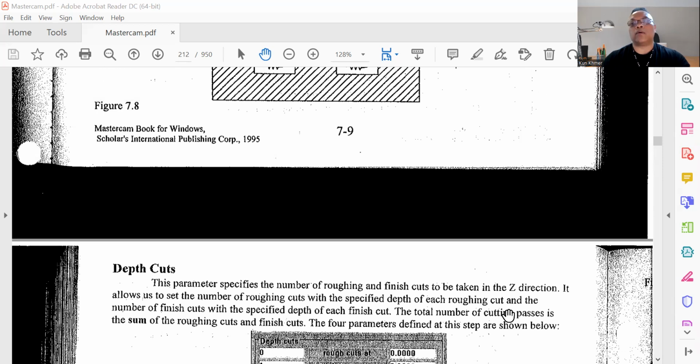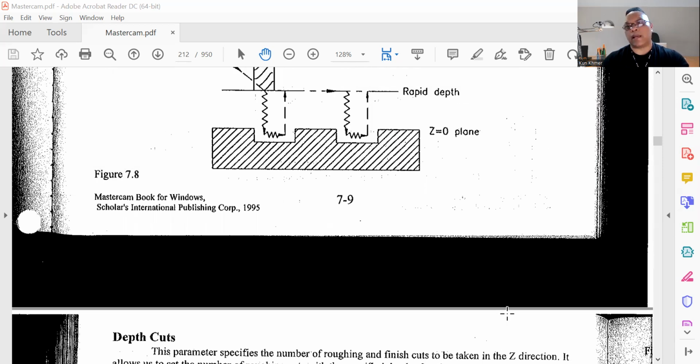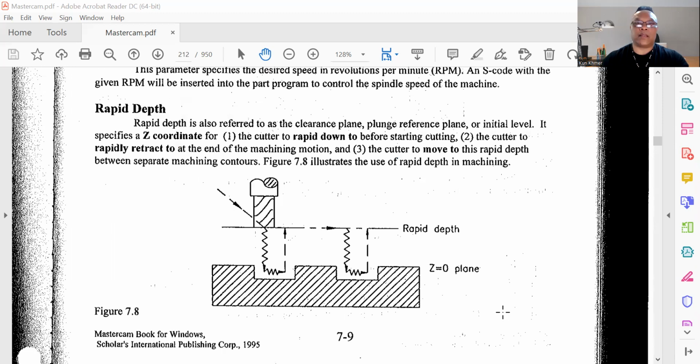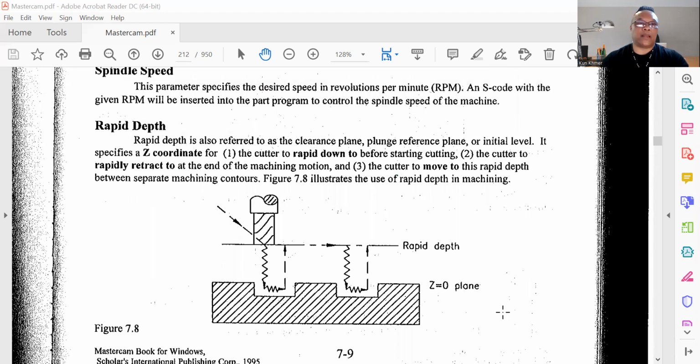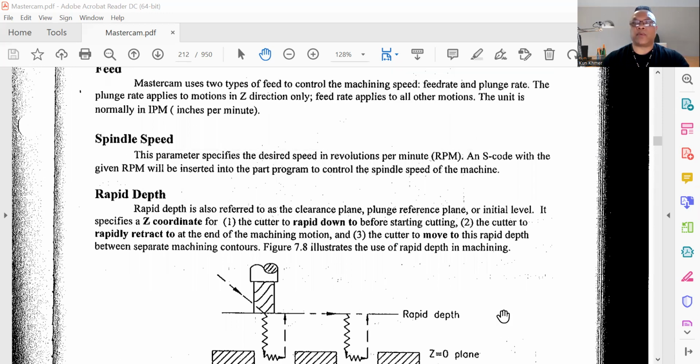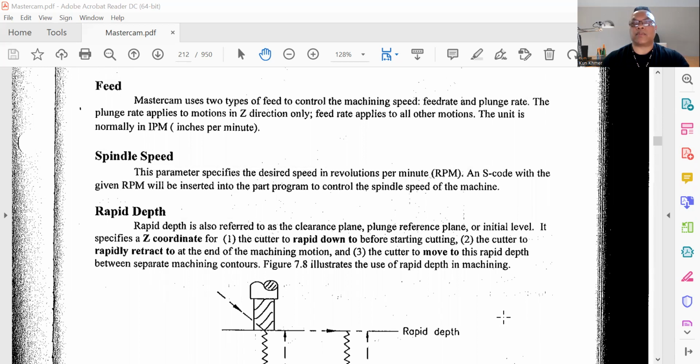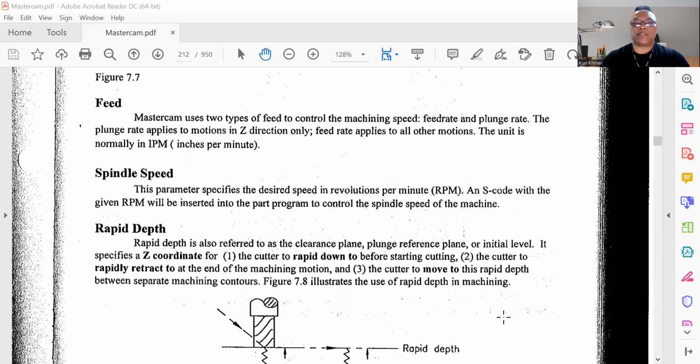Okay, so that is all I have for you guys today. We talked about the depth cut, the rapid depth, spindle speed, the feed rate, plunge rate, and then the stock allowance. Again, please study this and memorize it. When you're doing the program, remember that the feed rate, the plunge rate, and the retract rate are also important when you make a good part or a bad part.